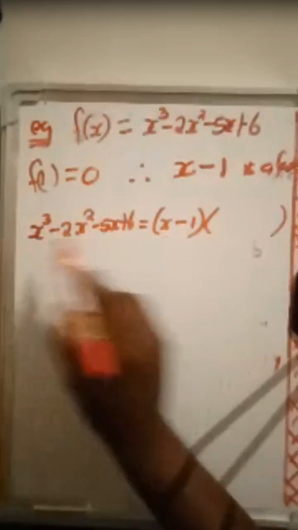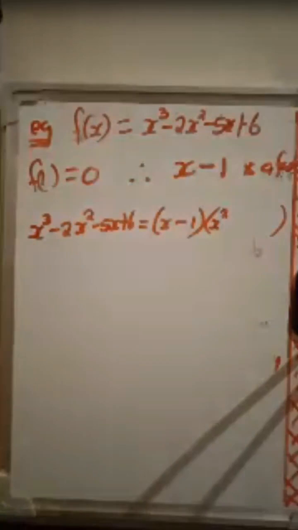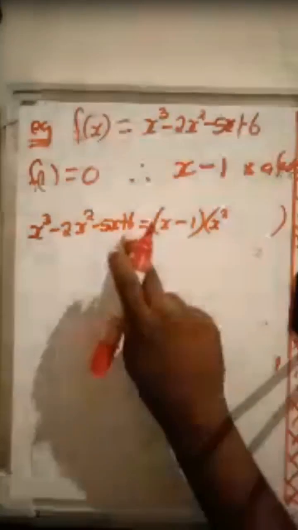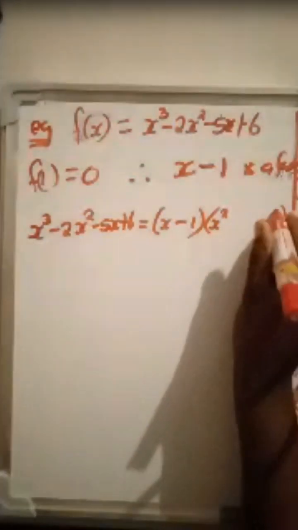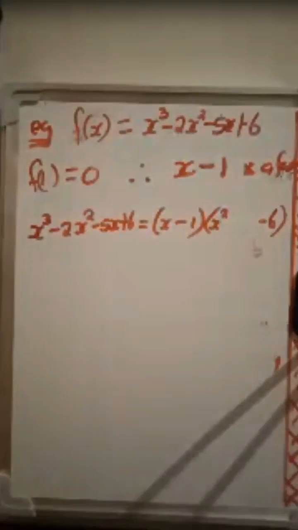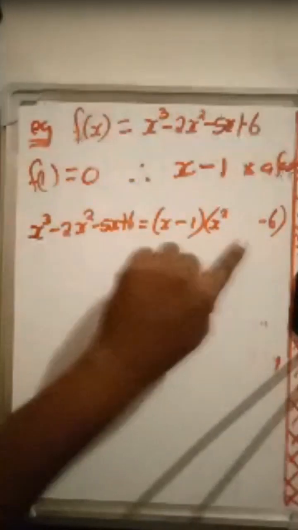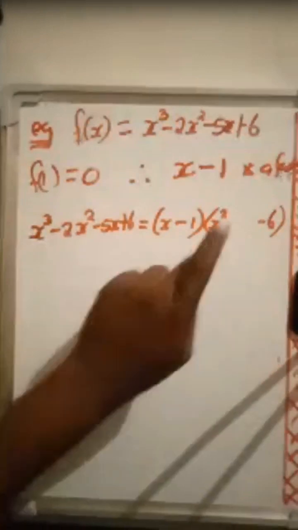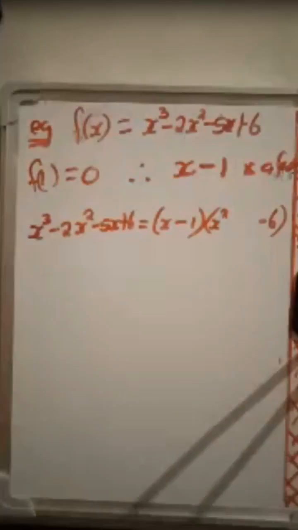If you divide x cubed by x, what do you get? You get x squared. Then you divide 6 by negative 1. X divided by 6 divided by negative 1, what do you get? You get negative 6. Okay, so if you divide like this, you're going to get a cube. What do you call it? A trinomial this side.